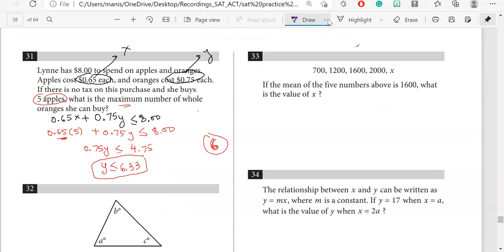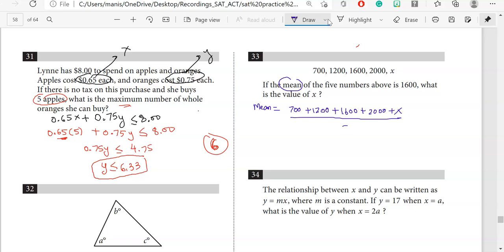If the mean of the five numbers above is 1600, what is the value of x? The first thing which comes to mind is the definition of mean. Mean is also known as average. It is the sum of all the numbers in the list, divided by how many numbers there are. So mean is equal to 700 plus 1200 plus 1600 plus 2000 plus x, over the total, which is 5.